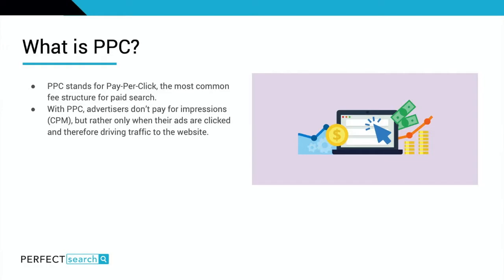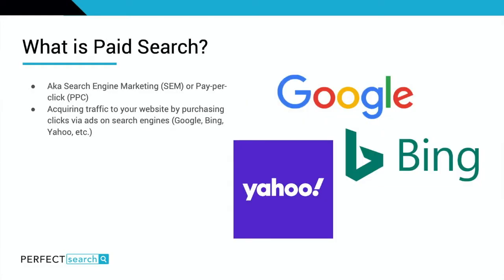PPC stands for pay-per-click, which is the most common fee structure for a paid search account. With PPC, advertisers don't pay for impressions, which is when the ad is shown, but instead pay only when the ad is clicked on, driving traffic to the website. Paid search also has other names, so search engine marketing is a big one, or SEM, and like mentioned earlier, pay-per-click, PPC. Basically, paid search just acquires traffic to your website by purchasing clicks via ads on search engines such as Google, Bing, and Yahoo, which is now part of Microsoft.